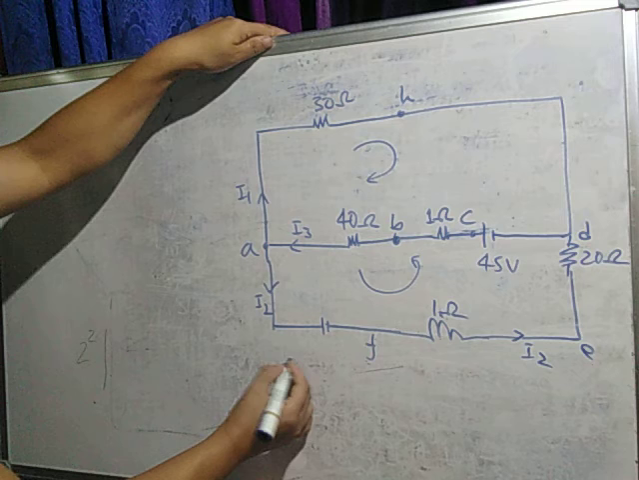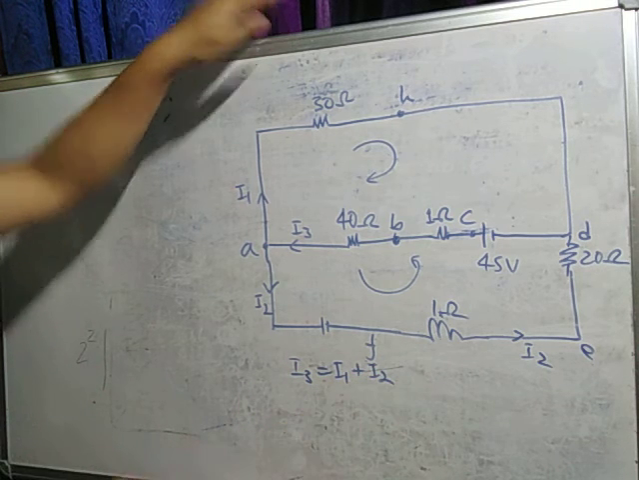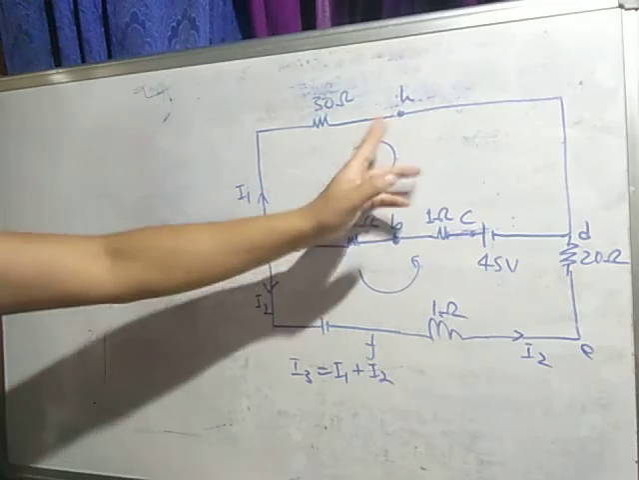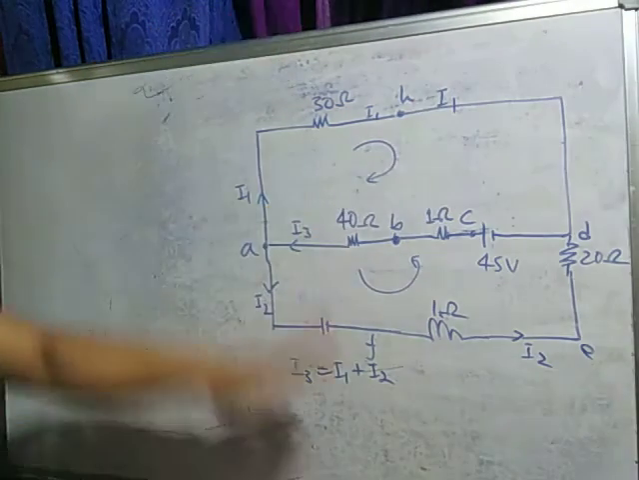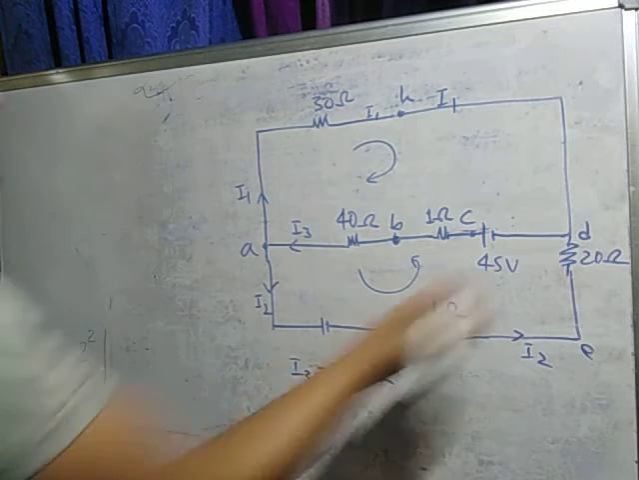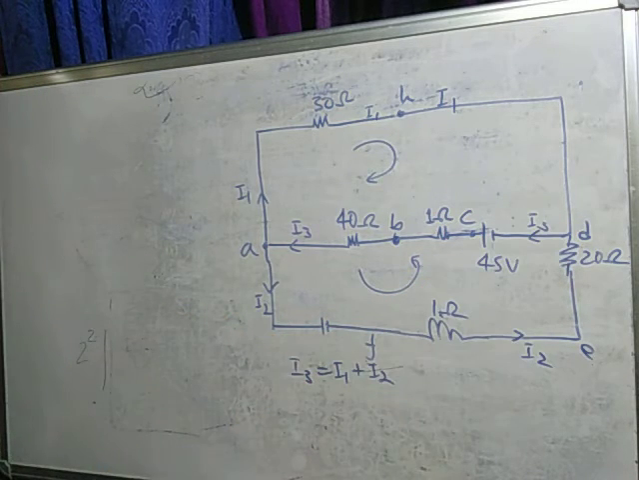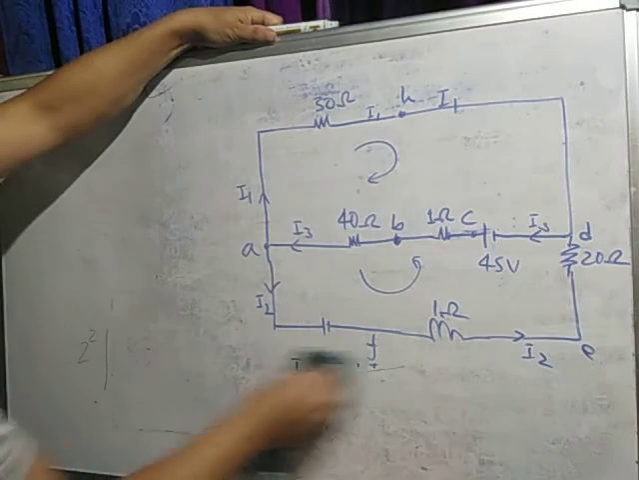So I3 equals how much? I1 plus I2, right? This is your junction rule from H. At this point, this should be I1, and this is also I1. Clear? Again, from here they add, and I3 comes. This is your junction rule. Now the next rule is your loop rule. So these are the loops.